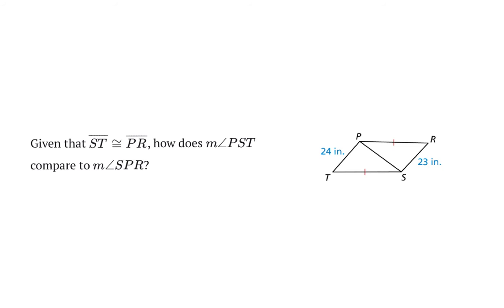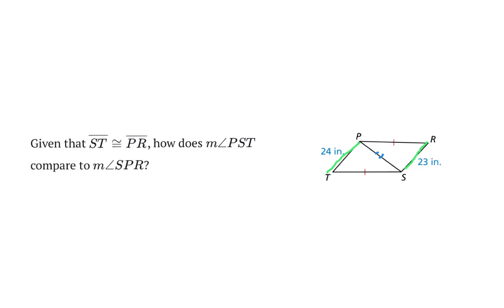So the book uses this kind of example. Given that ST is congruent to PR, we can see that marked in the diagram. We also know that PS is congruent to itself by the reflexive property. And here's the other thing we know. This is kind of a goofy picture. RS is 23 units long and PT is 24 units long.